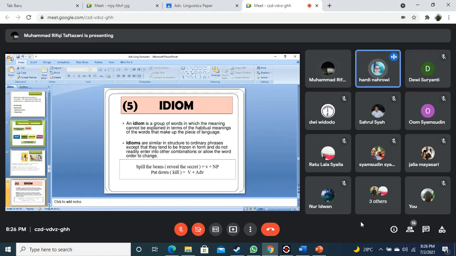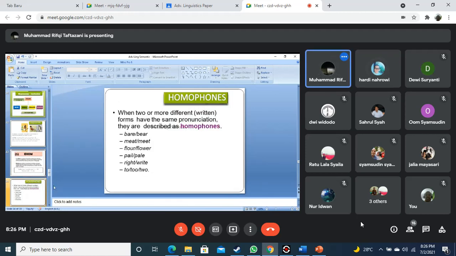Yeah. Next, homophones. When two or more different written forms have the same pronunciation in spoken form, they are described as homophones. For example, bear, bare, made, maid, in spoken form, in pronunciation have the same pronunciation, but are different in written form.